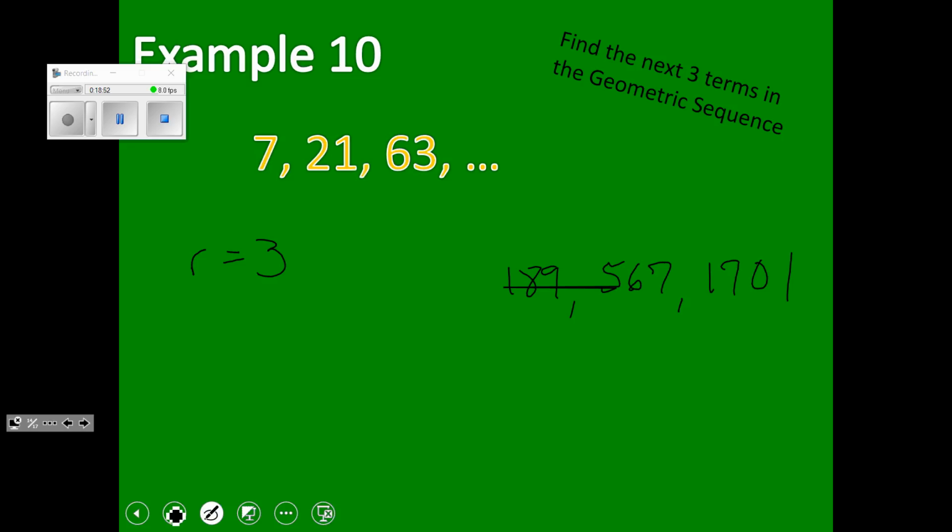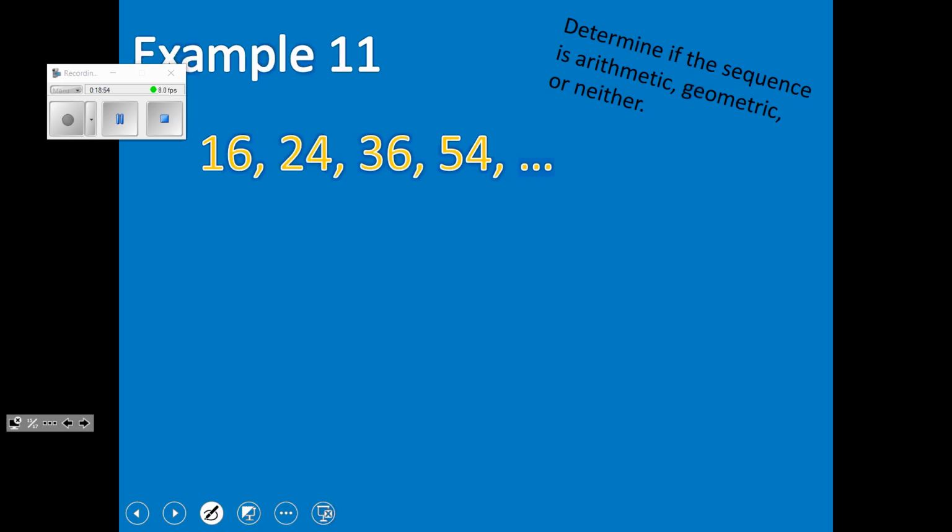All right. Wrapping it up. Last couple examples. My question to you is this. Is this sequence arithmetic? Is it geometric? Or is it neither?